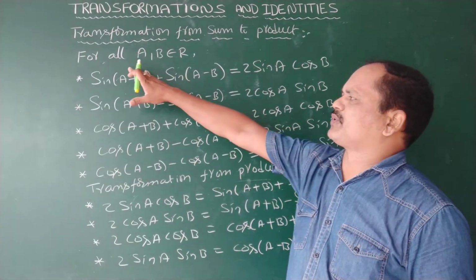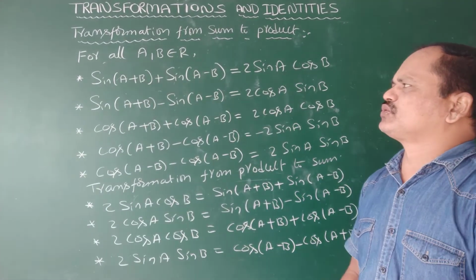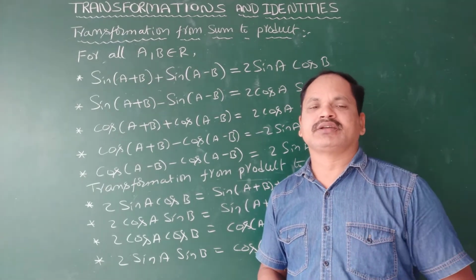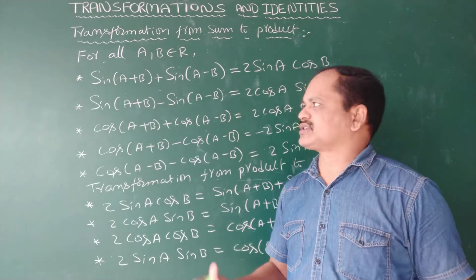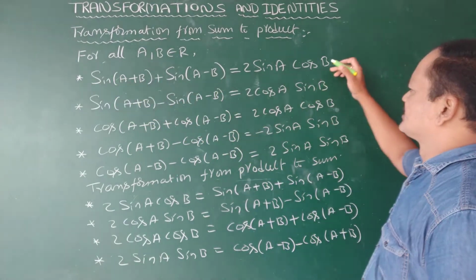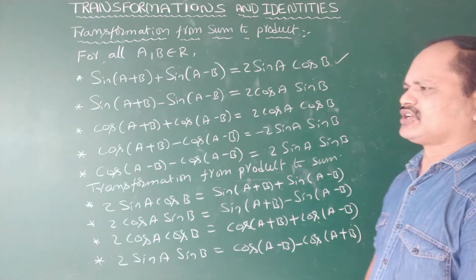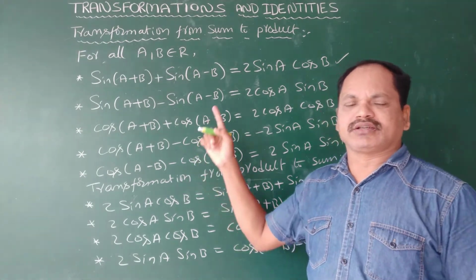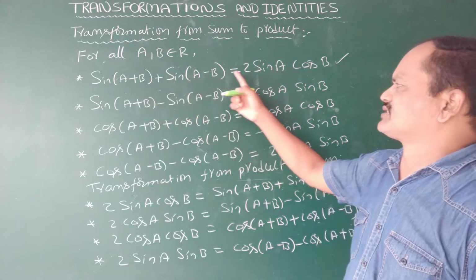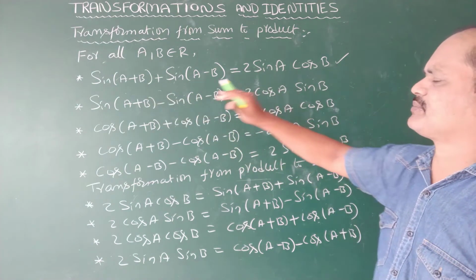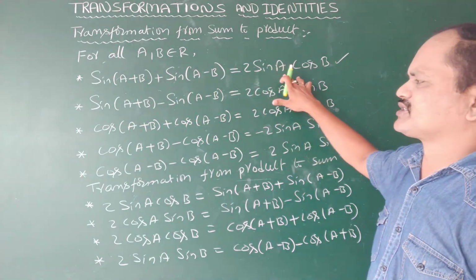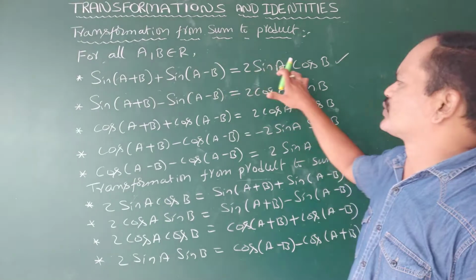Now the concepts: for all A, B belongs to R. That means A and B are two angles belonging to the real number set. Then sin(A+B) + sin(A-B) is nothing but 2 sin A cos B. Already in compound angles we know the sum of the sine expansions is 2 sin A cos B. That means these two represent a sum and this represents a product. That's why it is sum into product.